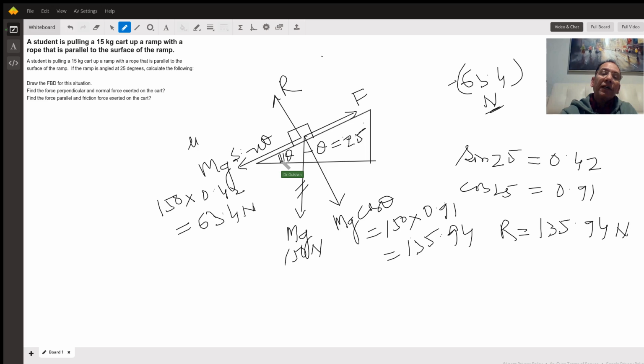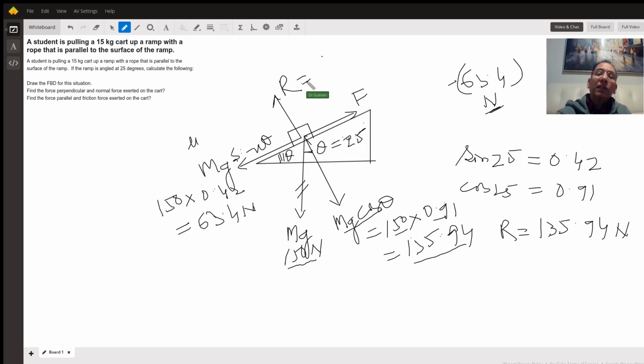So if this angle is theta, this angle will be 90 minus theta, so this angle will also be theta. So if we resolve this mg into component forces, then mg cos theta will be acting in this direction, and mg sin theta will be acting in this direction. Now, since m is given as 15 kilograms, and if I take g as 10 meter per second square, mg is approximately 150 newtons, and therefore the resolved component mg cos theta will be 150 times cos theta, and if I take cos 25 as 0.91, I get this force as 135.94, which is also equal to the normal reaction.